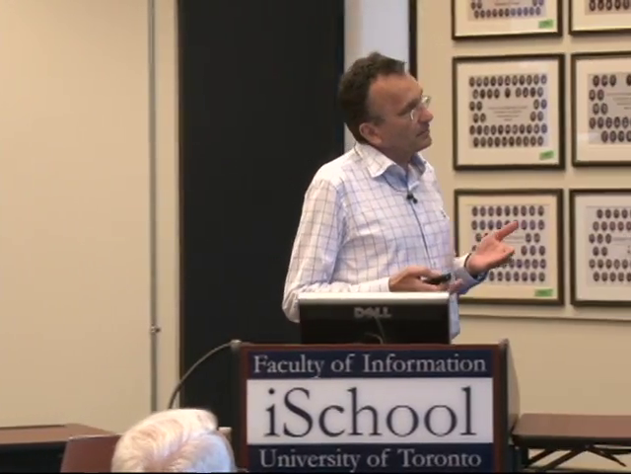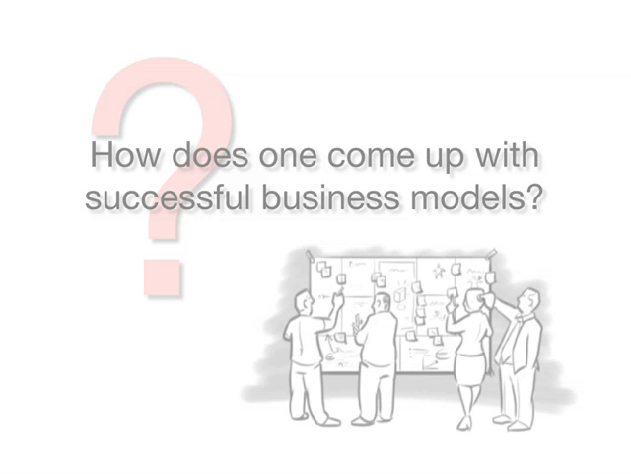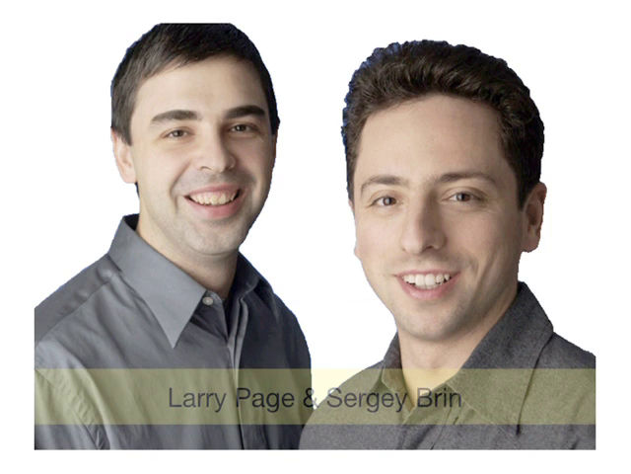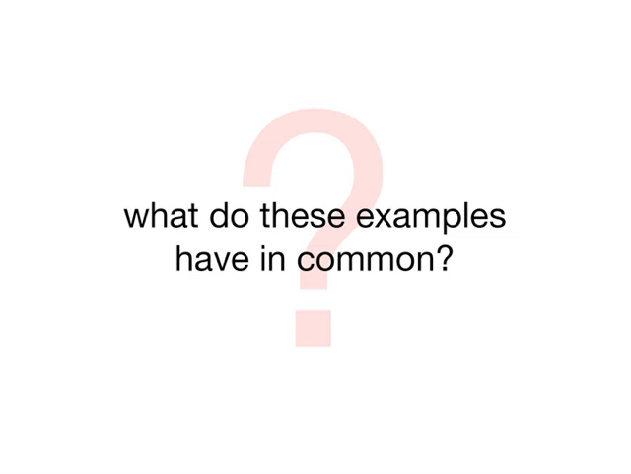The discussion today and the presentation will be about how one comes up with a successful business model. But before that, I will present you very shortly some companies. This one you know, Amazon.com, this one Google, this one Grameen ecosystem. And so my question is, what do those examples have in common?